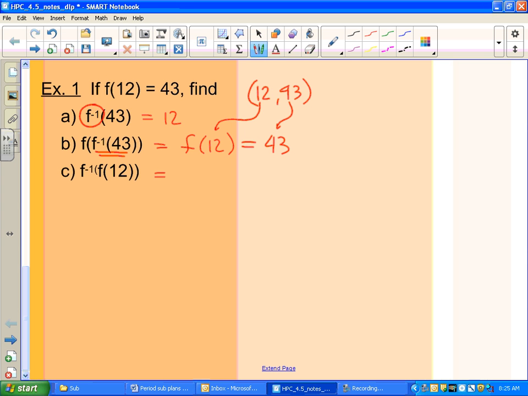What about c? Again, working inside out. Taking a look first at what is f of 12. Well, we just found that in the problem above. Here's f of 12. Or also, it's in the original problem. So f of 12 we know is already equal to 43. So the f of 12 spot goes there. And now we're taking the inverse of 43. Well, that's pretty much what we just did up here at A. The inverse of 43 would be equal to 12.